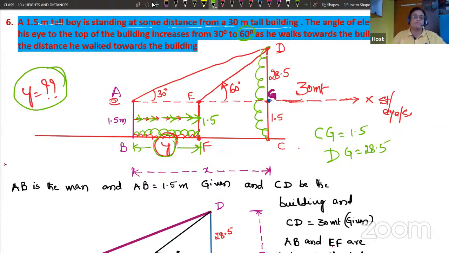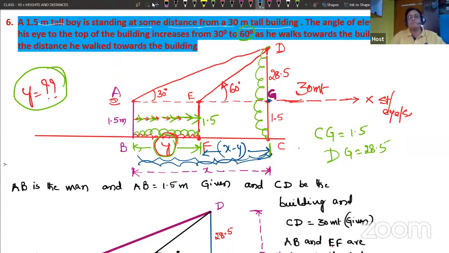Now we have to find out what this distance is. Can anybody tell me? This is C. Total is X, so definitely this will become X minus Y. Because after adding X minus Y plus Y, Y gets cancelled. Therefore, you get X only.